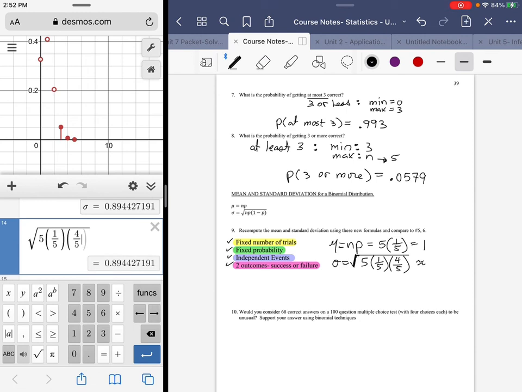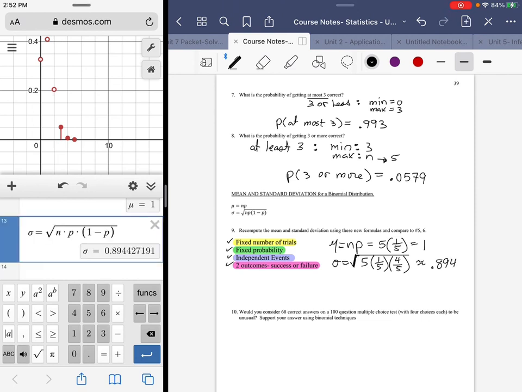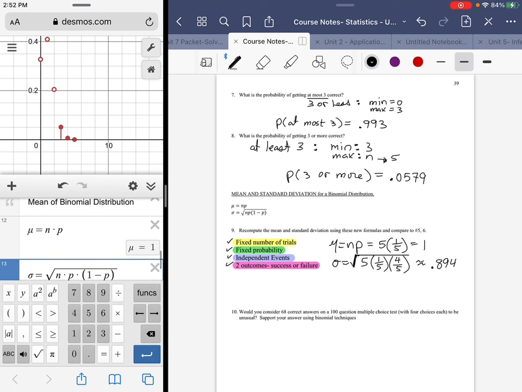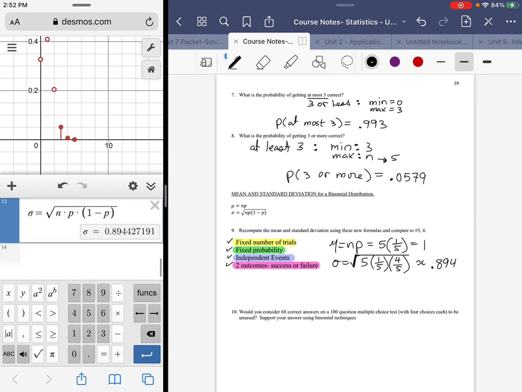But you can see you get that decimal value. So we're talking about 0.894. What I did, again, was I put all this into the binomial probability calculator so you can get those results without having to do the work. So then the other question would be, would you consider 68 correct answers on a 100 question multiple choice test with 4 choices each to be unusual? So I'm changing it up a little bit.